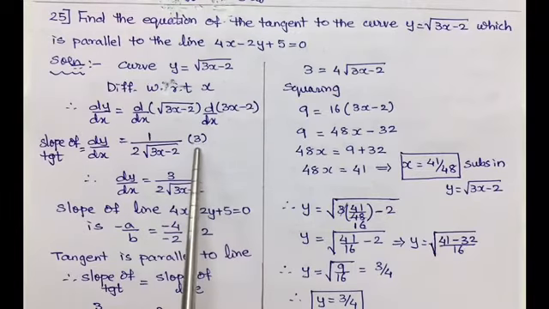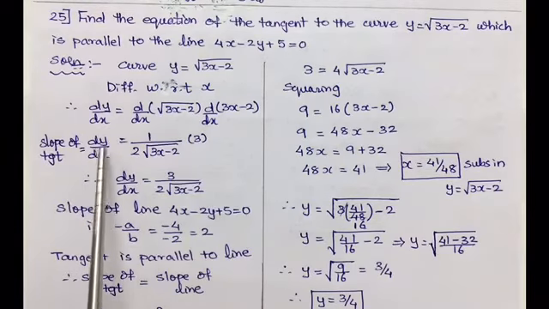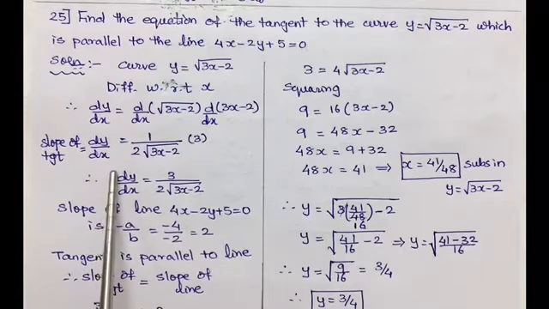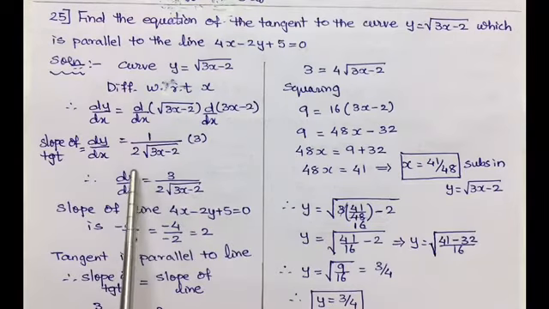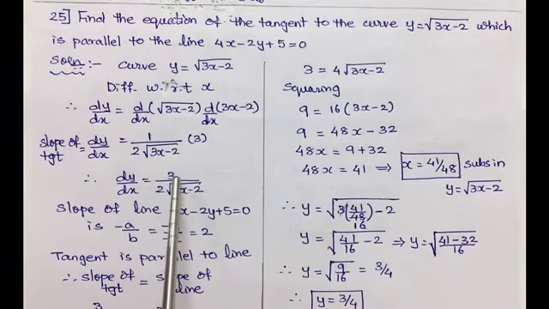The derivative of the bracket is 3. So the slope of the tangent dy by dx becomes 3 upon 2 root of 3x minus 2. Now this becomes the slope of the tangent.